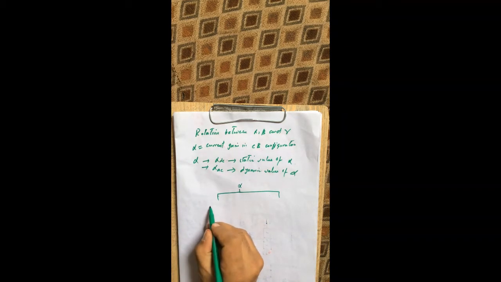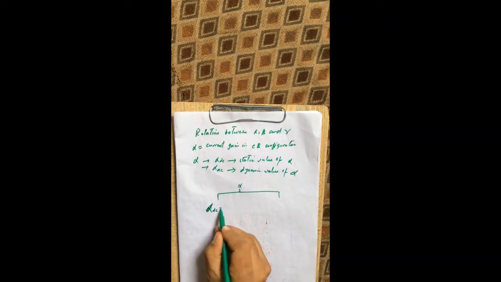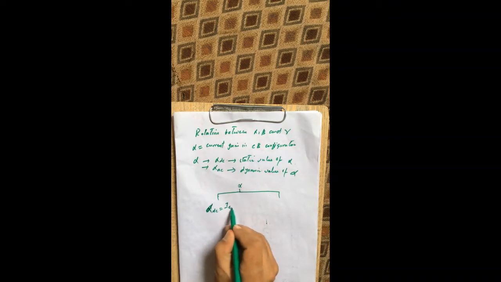One is alpha DC, which is output current over input current in common base configuration. Output current in common base configuration is IC and the input current is IE. This is the value of alpha DC.